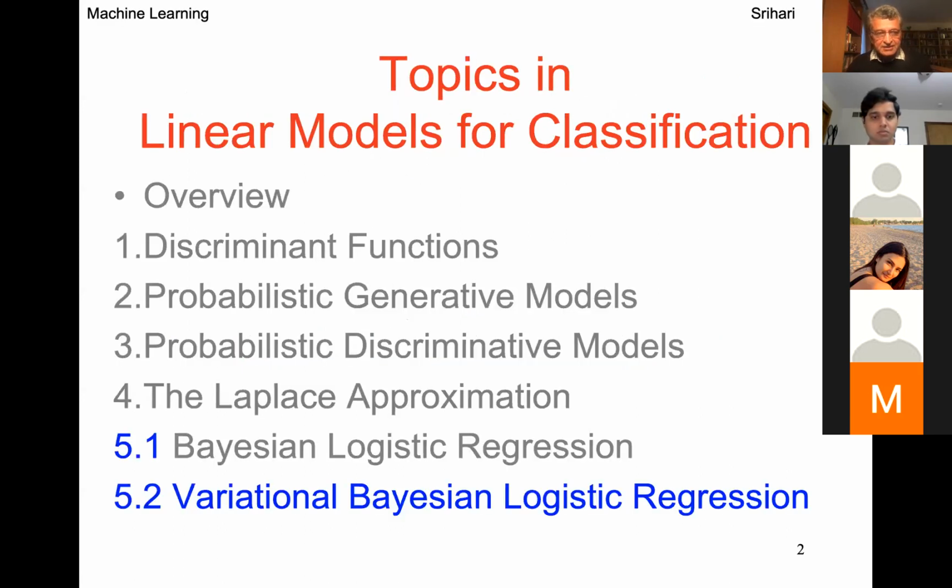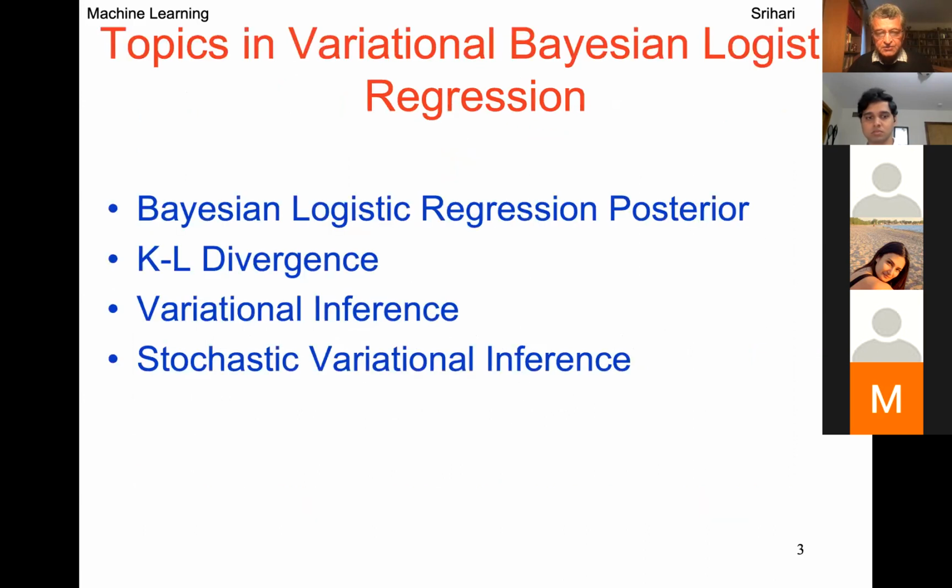So we're into this last topic in linear models for classification. We did discriminant functions, generative models, discriminative models, Laplace approximation, and we did Bayesian logistic regression. Today it's variational Bayesian logistic regression. So within variational Bayesian logistic regression, the subtopics here are the Bayesian logistic regression posterior. We're interested in the posterior distribution of the parameters. We start with the prior distribution of the parameters, and that becomes a posterior distribution of the parameters.